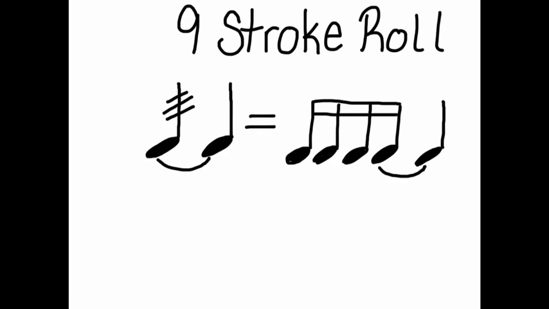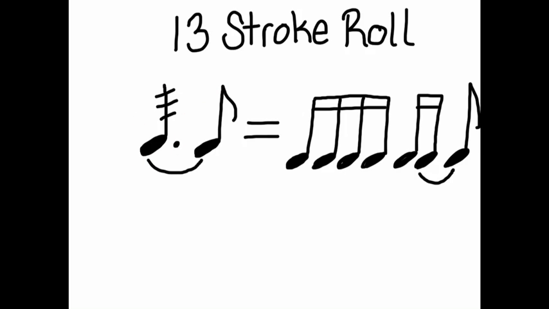To figure out the actual name of the roll, the 9-stroke roll, there's a simple formula, and it is: take the number of notes in the skeleton, multiply them by 2, and then add 1 for the terminating note. So in this case, we have 1, 2, 3, 4 skeleton notes, 16th notes that is, times 2, that would be 8, plus 1 equals 9. So this is a 9-stroke roll.